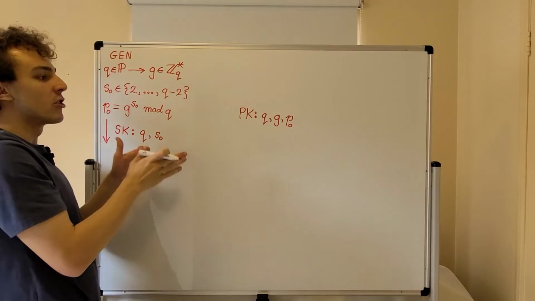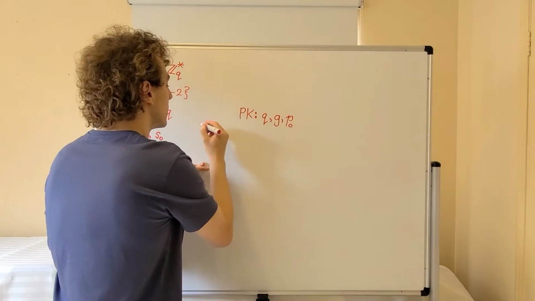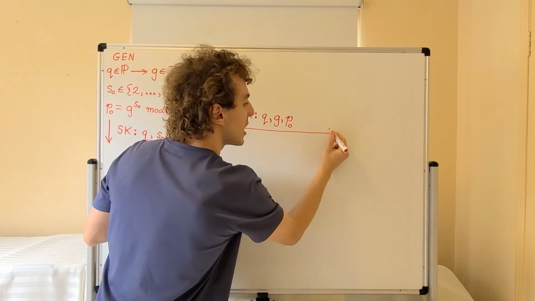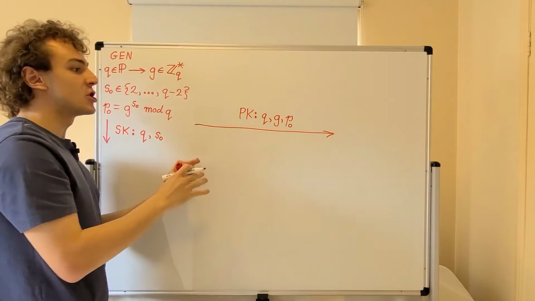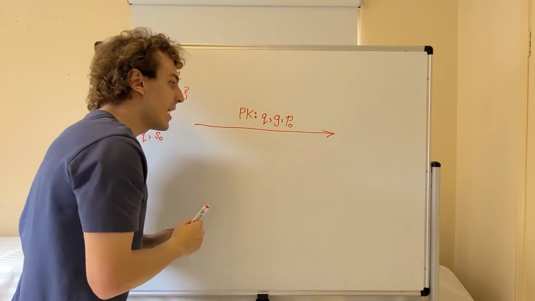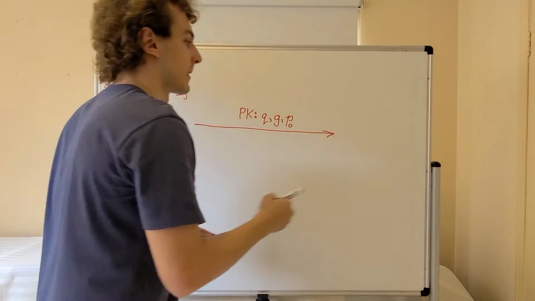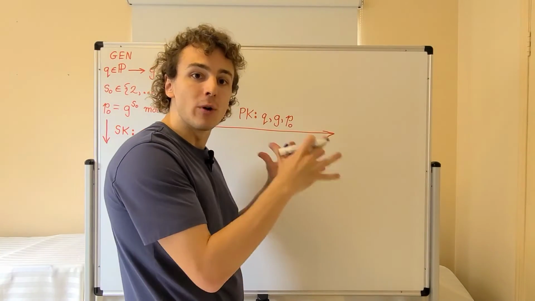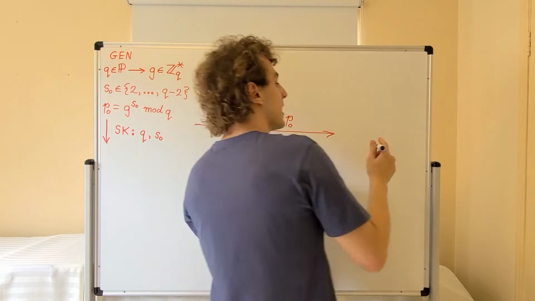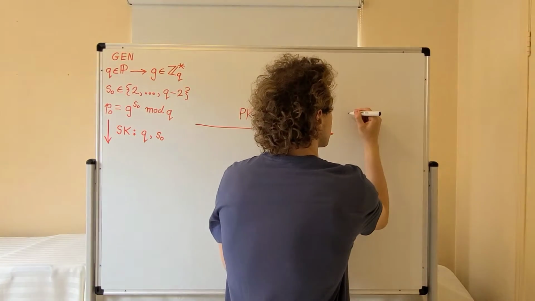And this is being sent through a public channel. So we can imagine a public channel over here, and we're sending that to another participant. Now this other participant is going to do encryption, and is going to encrypt a secret message. So let's have a look at how encryption works.